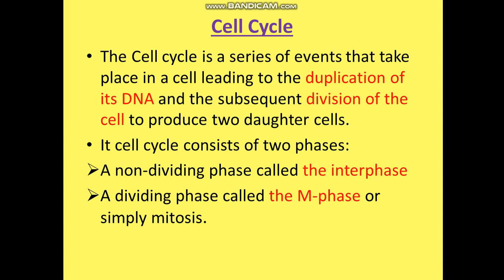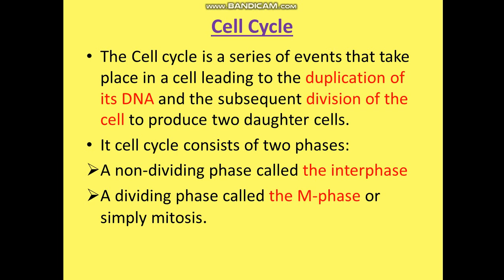So two phases in a cell cycle: the interphase, which is the non-dividing or the preparation period, and then the dividing phase where actual division takes place. That is the M phase or the mitosis. Mitosis, again recall here, what was the necessity of mitosis? Growth, replacement, and repair. Clear?